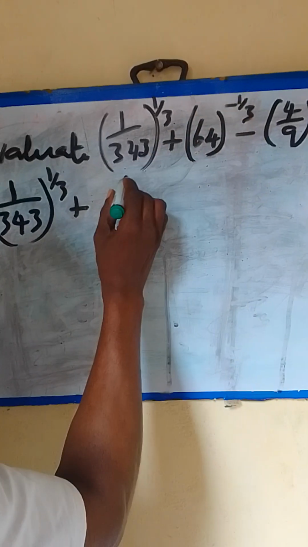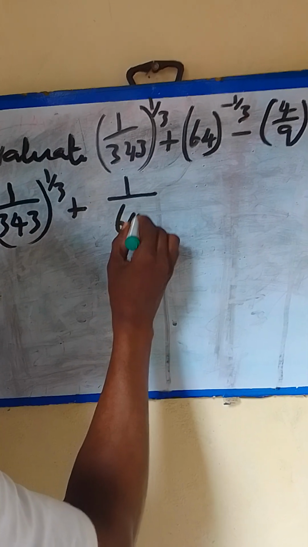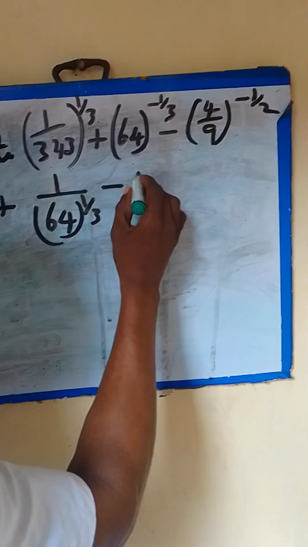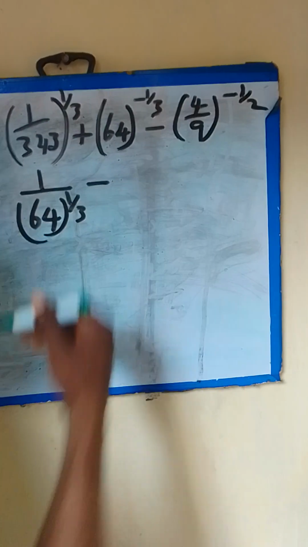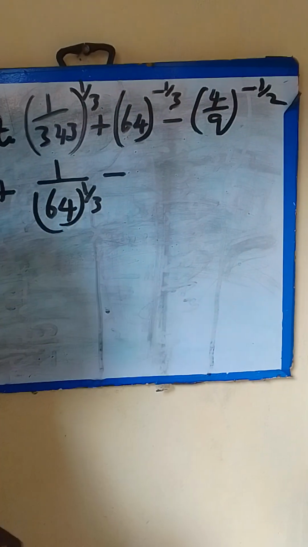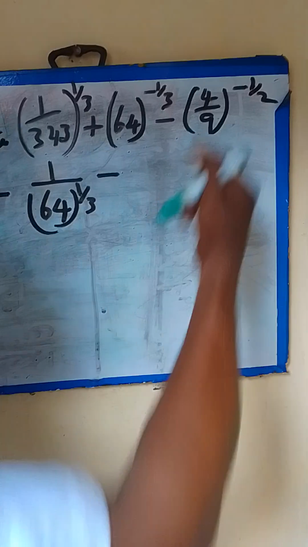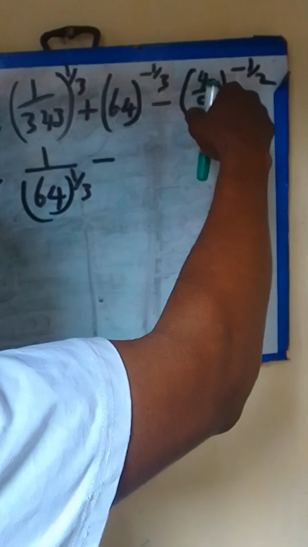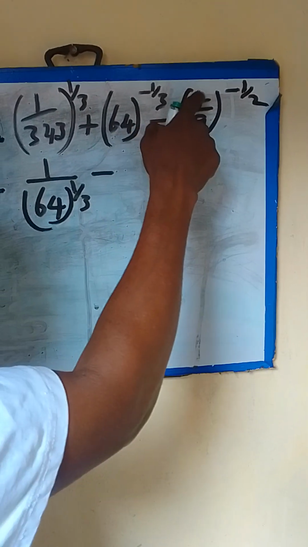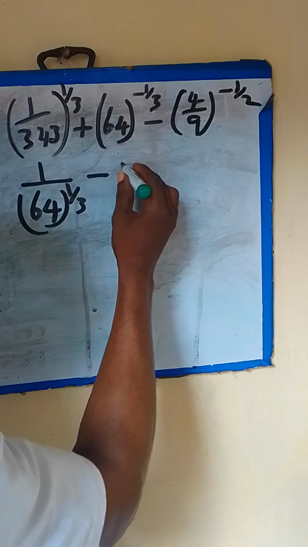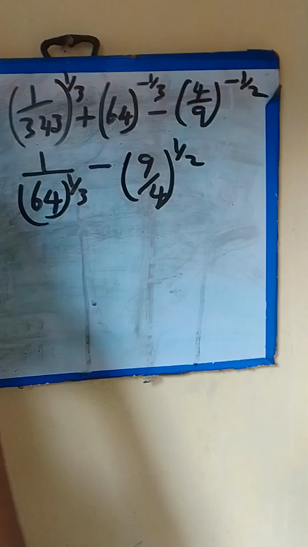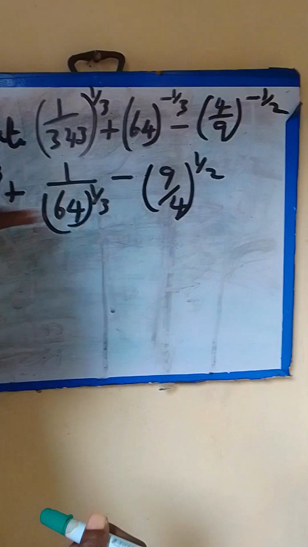So when you are removing this, it becomes the reciprocal: 1 all over 64 raised to power 1 all over 3, minus. Removing this, now in this case, since it is a fractional base, to remove the negative power you invert the base by taking 9 up and bringing 4 down. You're going to have 9 all over 4 raised to power half. So that is what we have done. You can see how simple it is.